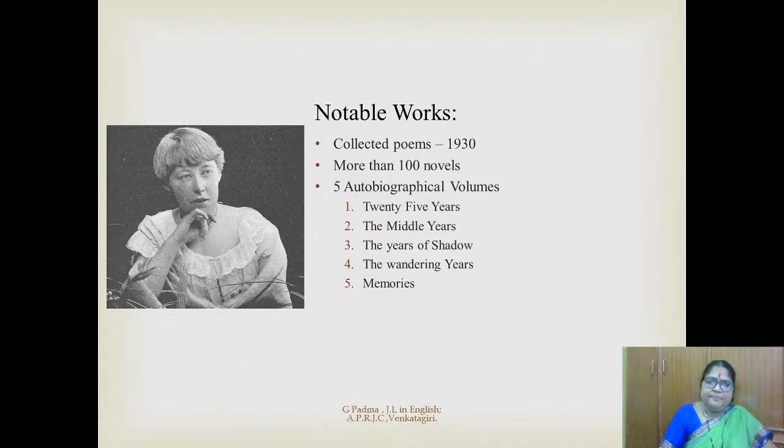Generally, coming back to the notable works of the poet, there are the collected poems in 1930, and she wrote more than 100 novels, then 5 autobiographical volumes like 25 Years, The Middle Years, The Years of Shadow, The Wandering Years, and Memories. These are all her autobiographical works, volumes. These are the writing part of the poet.